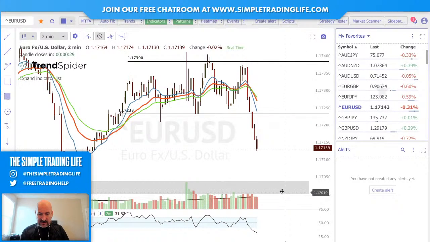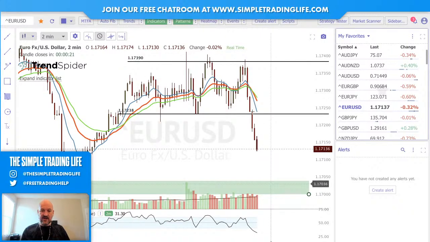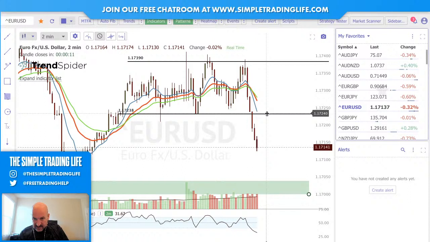I would be looking to get down into here. Let me mark this for you. Make it green. All right, so I would be looking to get down to here. Our entry was right here when we broke below here, which was, let me look at that again, 1724. Okay, 1724.